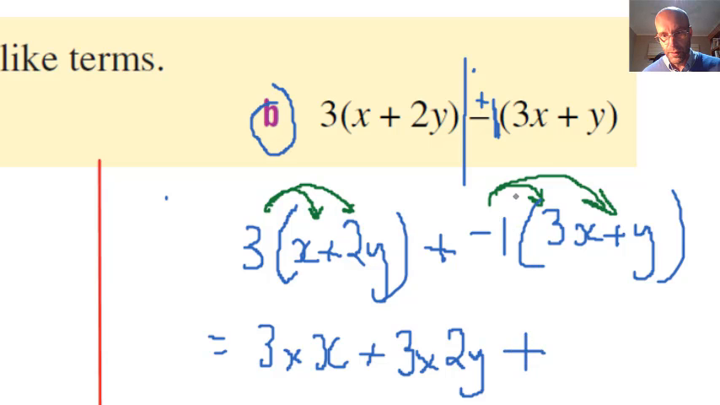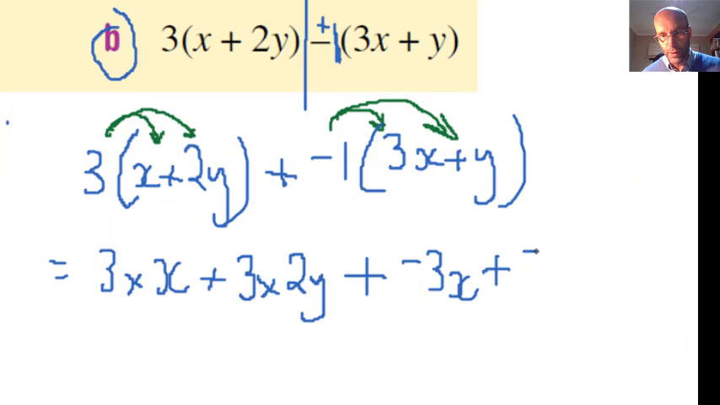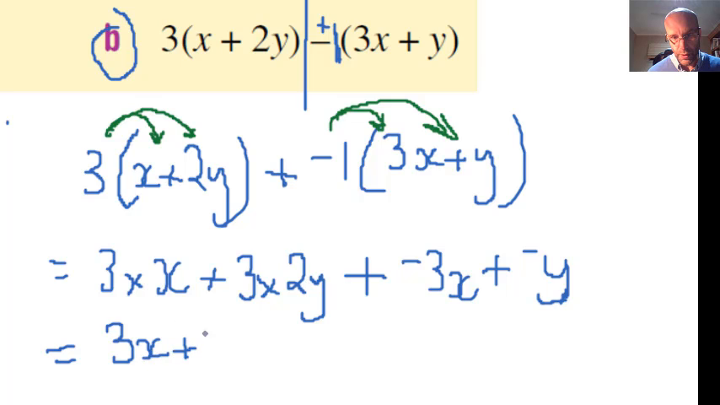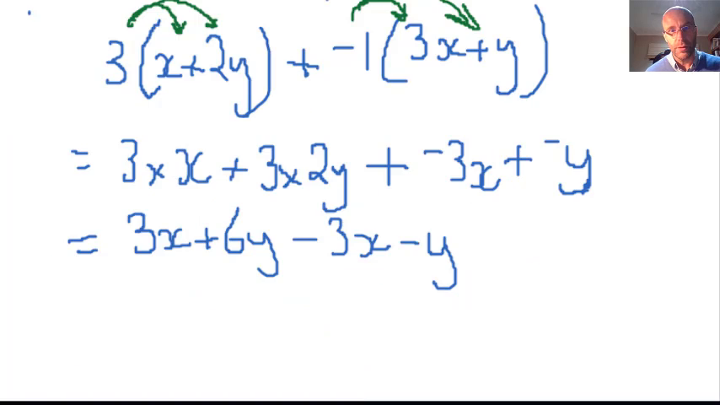Plus sign in the middle. Negative 1 times 3x is negative 3x plus negative 1 times y is negative 1y, or just negative y. Simplifying now, let's have a look. We've got 3 times x is simply 3x. We've got 3 times 2y is 6y. Plus negative 3x is minus 3x. Plus negative y is minus 1y, or just y. We've got like terms. Let's put them together.